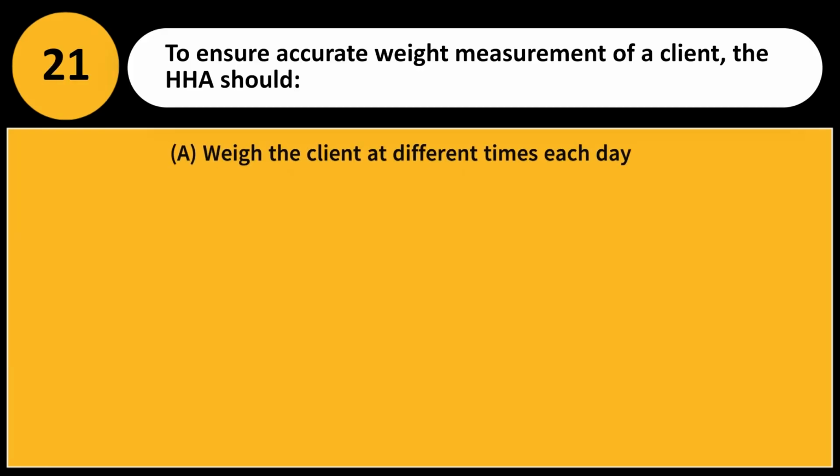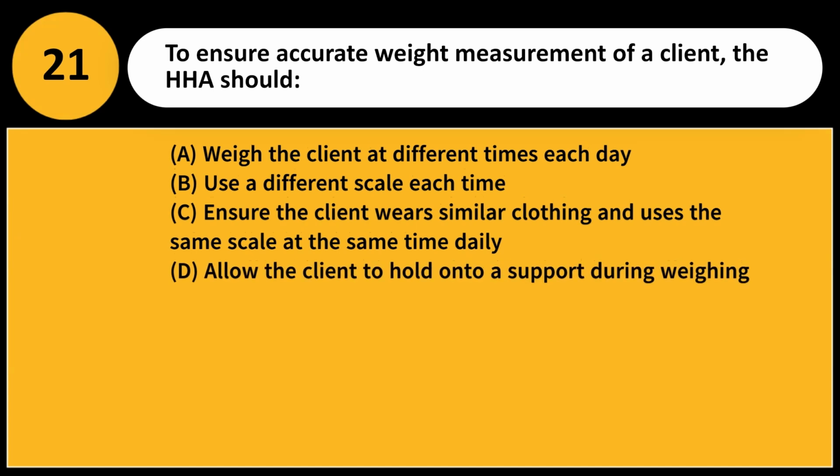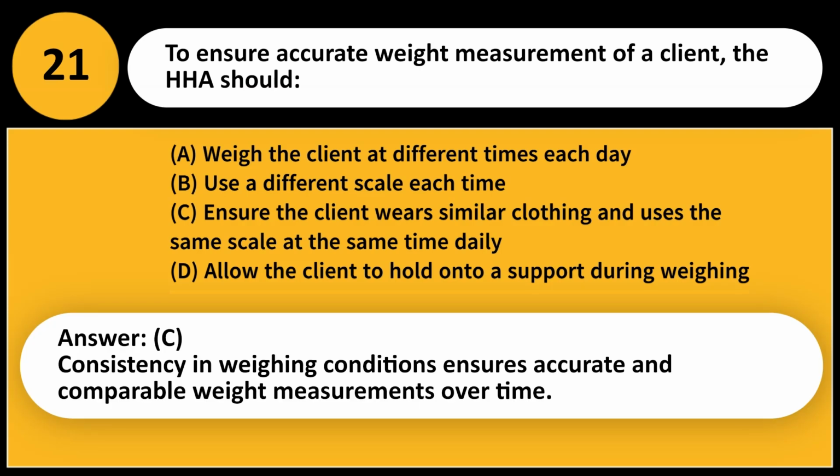To ensure accurate weight measurement of a client, the HHA should A. Weigh the client at different times each day. B. Use a different scale each time. C. Ensure the client wears similar clothing and uses the same scale at the same time daily. D. Allow the client to hold on to a support during weighing. Answer: C. Consistency in weighing conditions ensures accurate and comparable weight measurements over time.